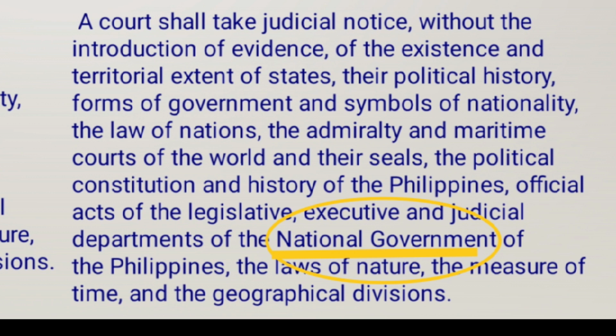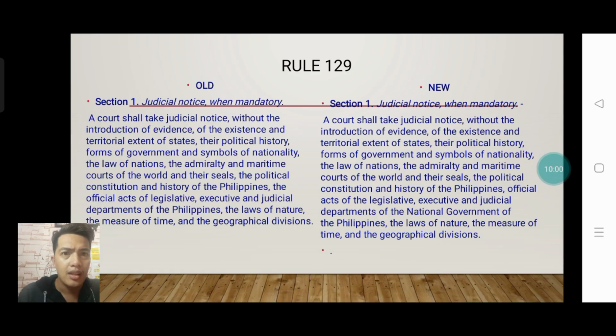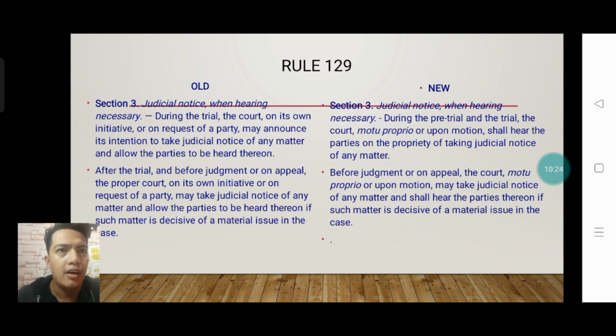There is one case decided by the court where there was an issue about an ordinance, whether or not the local courts can take judicial notice of that ordinance. Based on this amendment, by the insertion of the words national government, any local courts having jurisdiction over violations of the ordinance cannot take judicial notice unless it is provided under their charter. So, let us proceed.